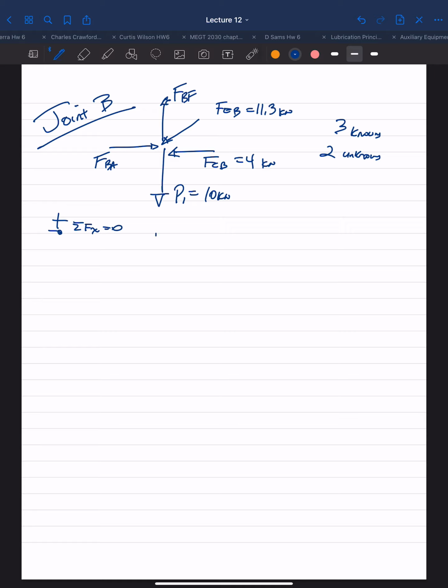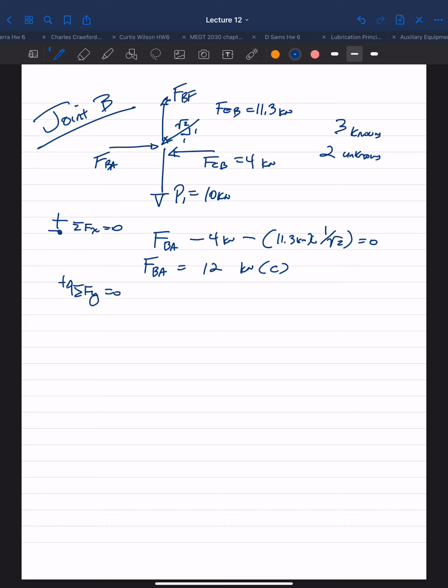You have your FBA. Oh, let me get this slope triangle back here. Same as before, 1, 1, square root of 2. So in the X direction, you have FBA minus 4 kilonewtons, which is FCB, minus your 11.3 kilonewtons times the X component, which is 1 over square root of 2, equals 0. Solve for FBA. FBA equals 12 kilonewtons, and it's pushing on the joint, so it's in compression.